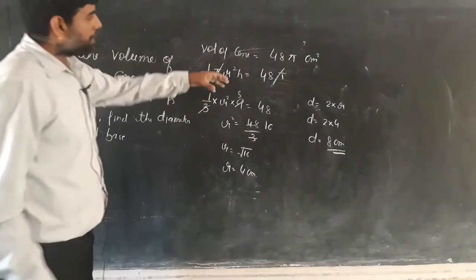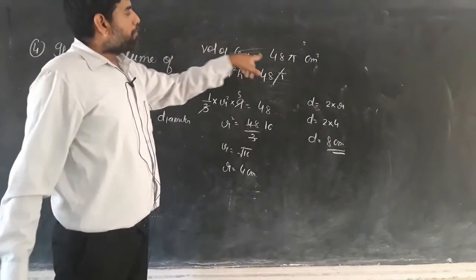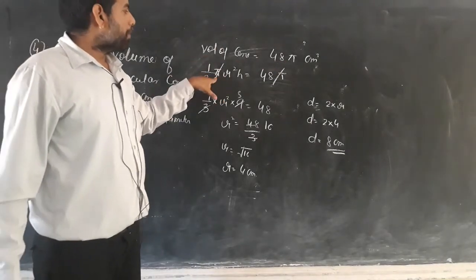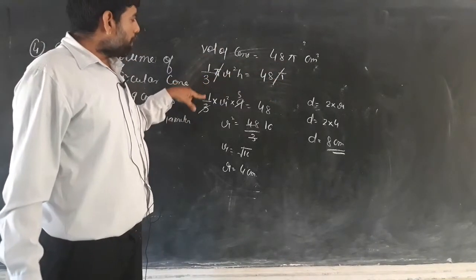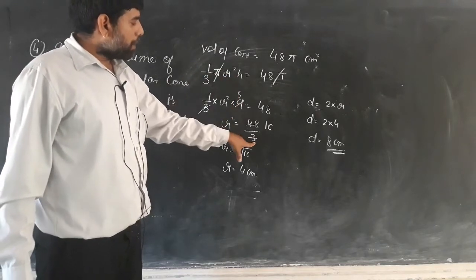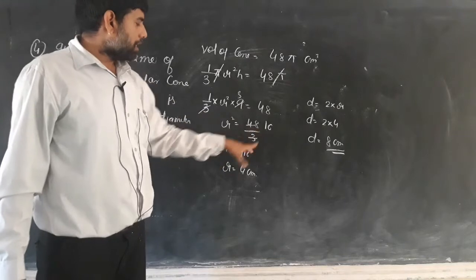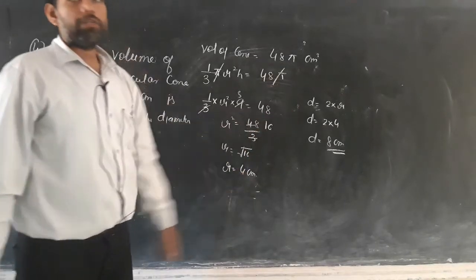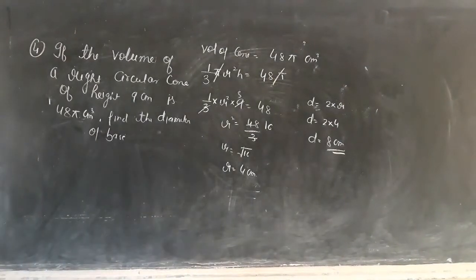Absolutely simple question. The question, volume of cone 48 pi. The formula of volume of cone is 1 by 3 pi r square h. Pi cancels with pi. Therefore 1 by 3 r square, height will be 9. 3 3s are 9. Cross multiplication, so r square is equal to 16. Square root of 16 is 4, that is, diameter is equal to 8 centimeter.